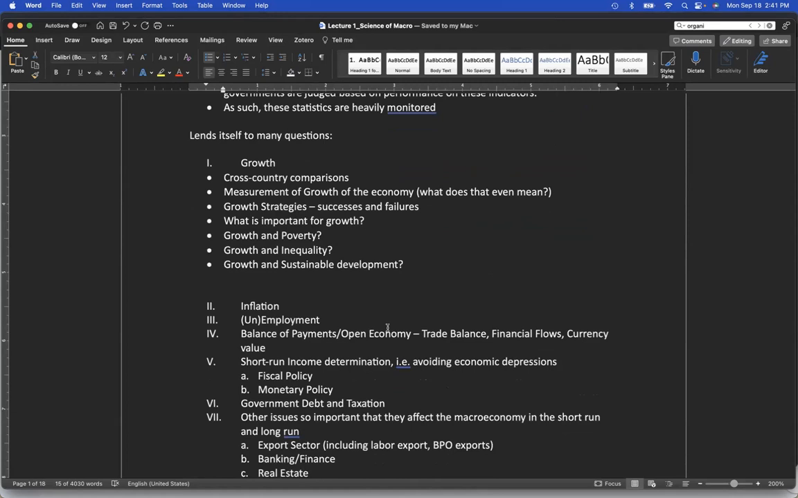So macro is a wide-ranging topic. So ang daming pwedeng pag-usapan. Growth is number one, and development generally. So you've got cross-country comparisons of growth rates, measurement of growth itself, decomposition of the growth, what are the growth strategies? That's also very interesting, the topic of a lot of research. What are the drivers, or what is important for growth, what's not important for growth. Someone mentioned poverty and inequality and welfare.